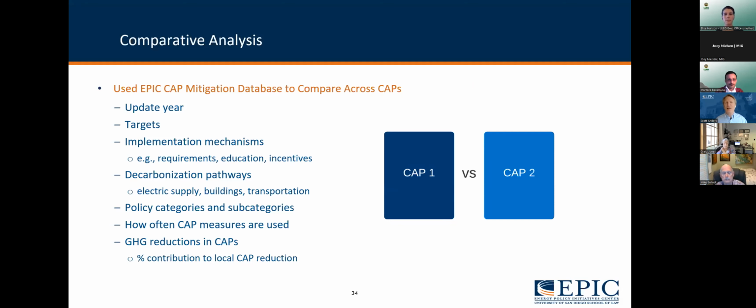But we did use our climate action plan database to compare numerous factors, including what year the cap would be updated, what targets were included, and what implementation mechanisms were used, like requirements, education, or incentives. And we also categorized all climate action plan measures into the decarbonization pathways listed here. We also created this framework of policy categories and subcategories to organize all climate action plans for our analysis. We also looked at how often climate action plan measures are used, and we looked at where reductions come from in climate action plans.